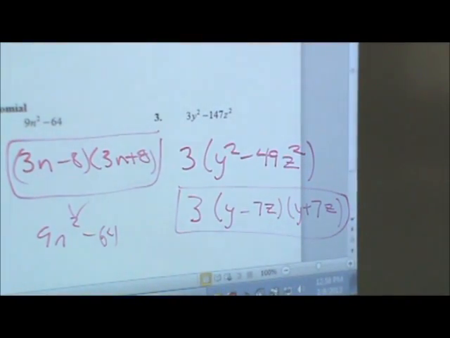On the last one, we know 3 is not a perfect square, so that jumps out at you to always check for GCF. GCF, pull it out. You do have a GCF of 3. You're left with y squared minus 49z squared. Factor that, difference of two squares, and you have it.